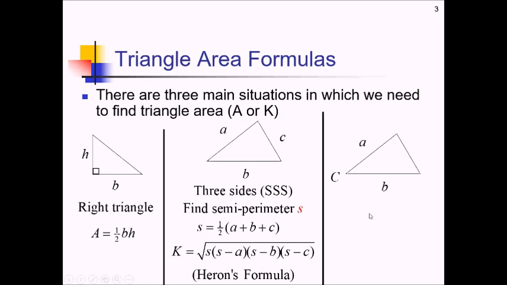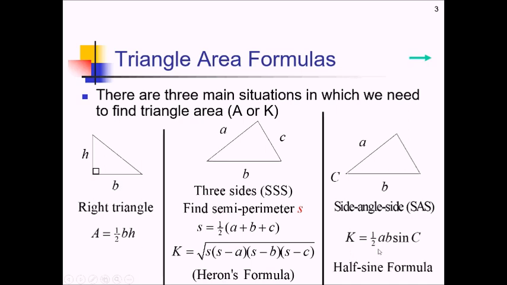So the last situation we're going to deal with, what if we have two sides and an angle between them? Side, angle, side. So in this situation, we have another formula, which is going to be called the Half-Sine Formula. We're going to say K equals 1/2. And now this is actually going to be kind of similar to this right triangle formula. We're going to have A times B times the sine of the angle between them, the sine of C. And again, this is the Half-Sine Formula.